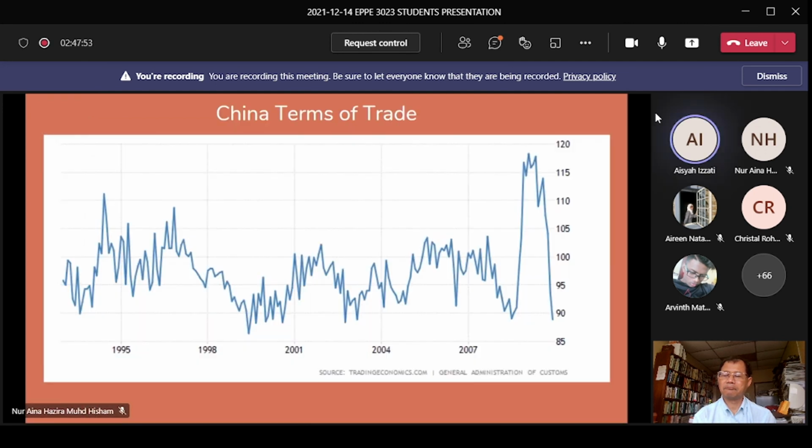This is the graph of China's terms of trade. We see the sharp decline in the 1990s to 2000. This is because the Asian financial crisis affected China at the margin, mainly through decreased foreign direct investment, FDI, and a sharp drop in the growth of its exports. Next slide.